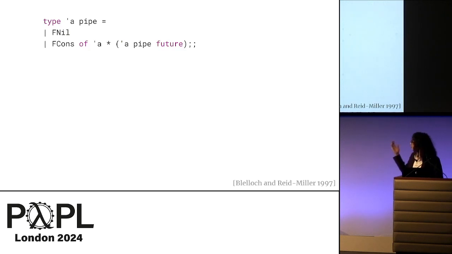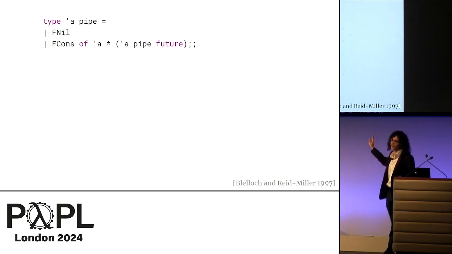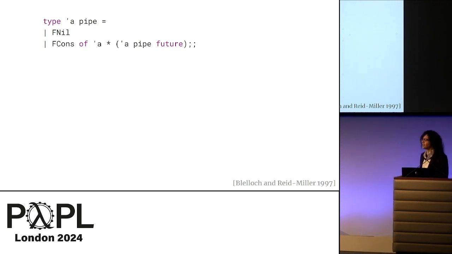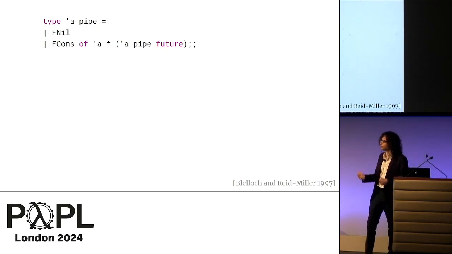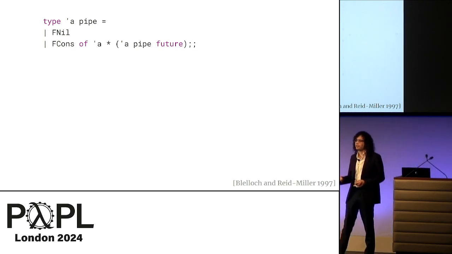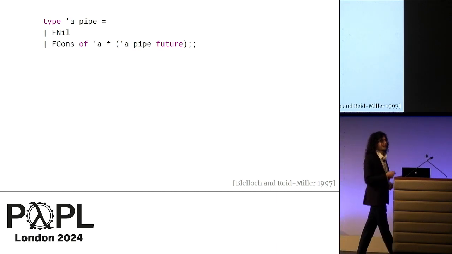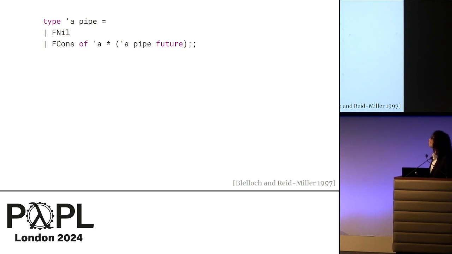Now, I provide a motivating example here of a parallel algorithm introduced by Blelloch and Reid-Miller in 1997. And this is an algorithm that uses a data structure containing futures, so it cannot be used in conjunction with graph types. At the top here, we have a type definition for a pipeline data structure. A pipeline will either be empty or will have an element followed by a future that constructs the rest of the pipeline. And a data structure of this type is useful because early elements of the pipeline can be used while later elements of the pipeline are still being constructed.